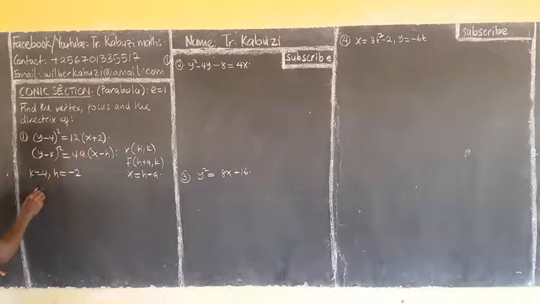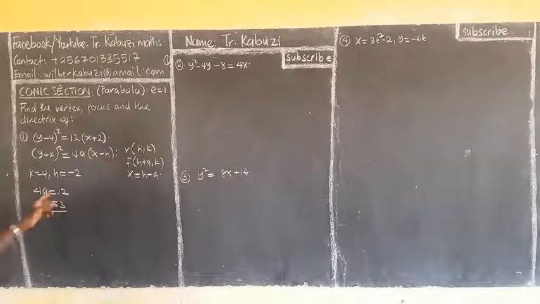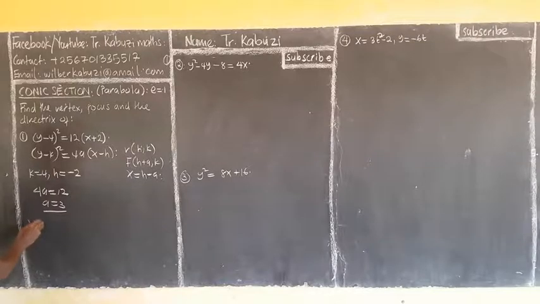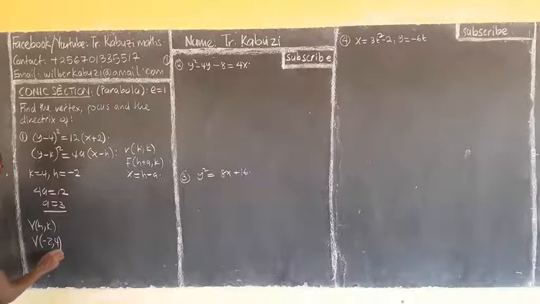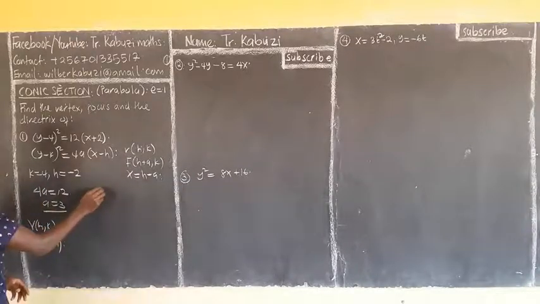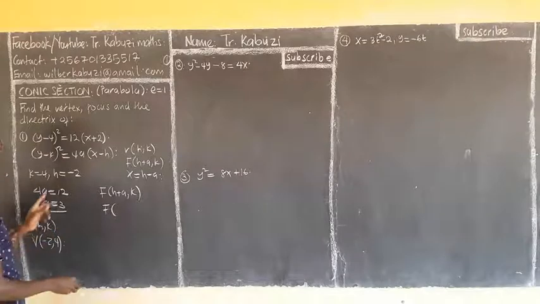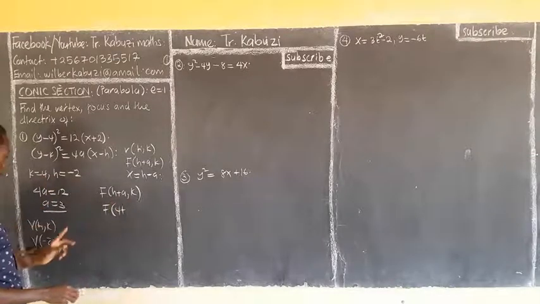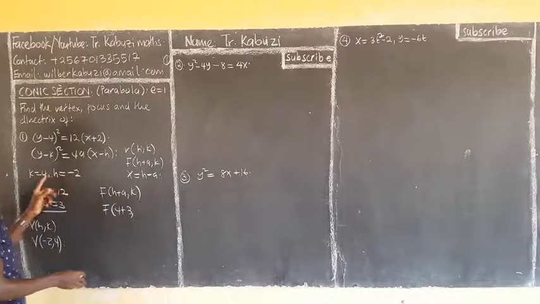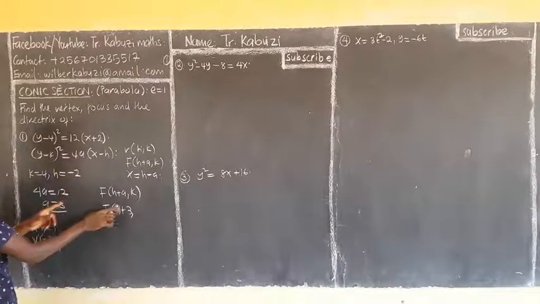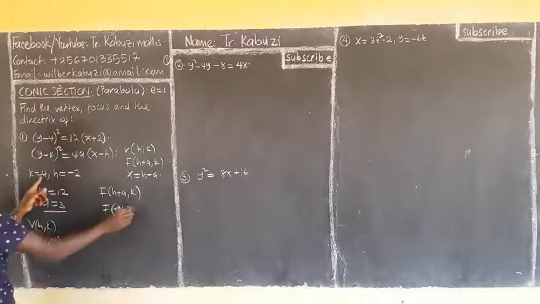So after getting h and k, you come and get this a. If you compare, you see your a is going to be 3. So after getting the 3, now you can get the focus, everything now. Our vertex is (h, k), which from this is h is -2, k is 4. Then I come to the focus. I say the focus is at (h + a, k), where h is -2, sorry, and k is 4.